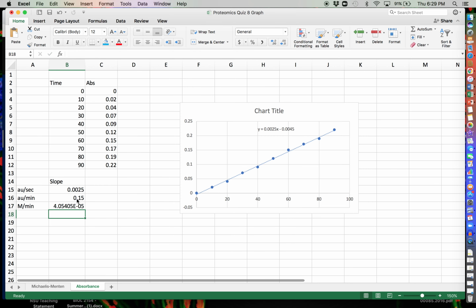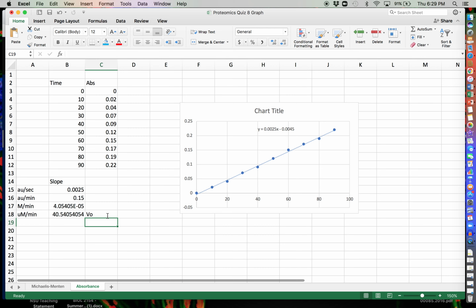Okay, so that's going to give us a really small number, but remember, this is in molar per minute. We want micromolar per minute. So we're going to take that and multiply by 1 times 10 to the 6th, or a million. There you go. 40.5 would be your initial velocity here. So that is the V0 value that you are calculating for this particular substrate concentration.